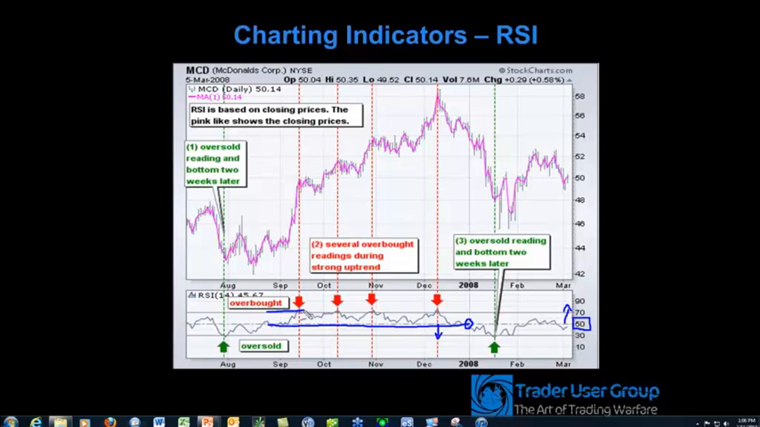Notice in this entire area right here, even though we had several overbought conditions, the stock was fairly in a nice little uptrend. Starting right in this area right here, the stock was kind of in an uptrend until we finally came right here, right at this point, and then the RSI finally moved below 50.